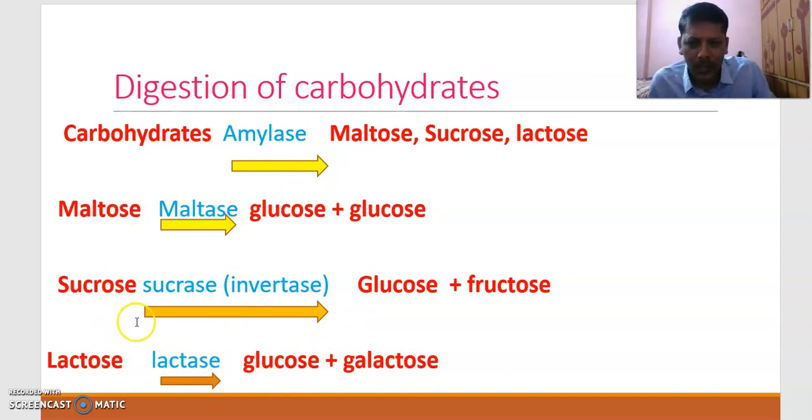These three enzymes are called disaccharidases or brush border enzymes, which convert the disaccharides into monosaccharides. The end products of carbohydrate digestion are glucose, fructose, and galactose. What are the end products of protein digestion? Amino acids. What are the end products of fat digestion? Fatty acids and glycerol. What are the end products of carbohydrate digestion? Glucose, fructose, galactose. Now we move on to the next one.